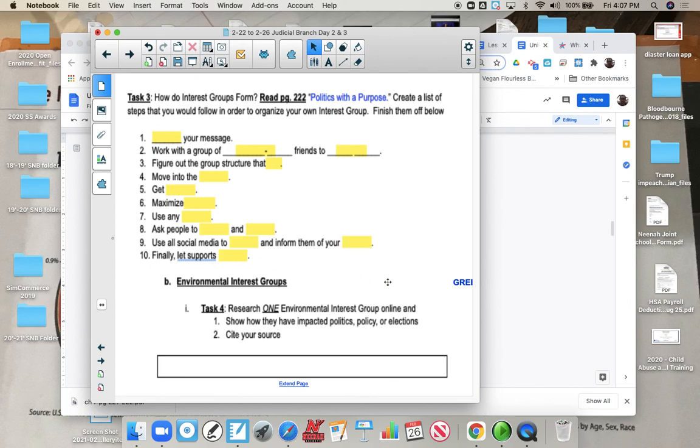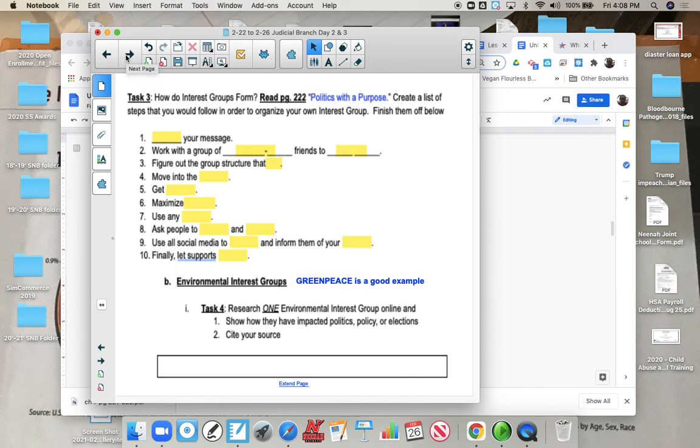Now that you're back, we're going to talk about environmental interest groups. A very good example would be Greenpeace, and they simply just do things that are going to help our environment, like cleaner air, cleaner water bodies like rivers and such. And what I want you to do for your 4th task is research one environmental interest group. Go ahead and Google it. Maybe it's Greenpeace. Find out what they do to impact politics, policy, and elections, and then cite your source, in other words, your website of where you found it. Okay, pause and do that now.